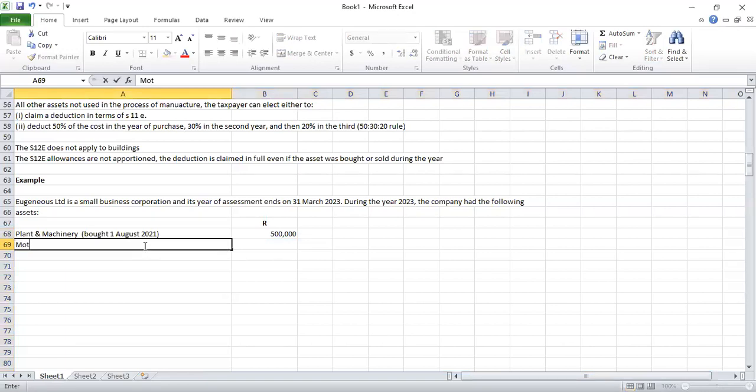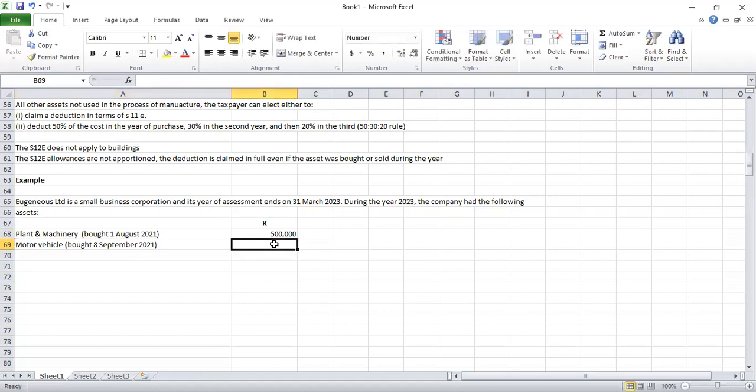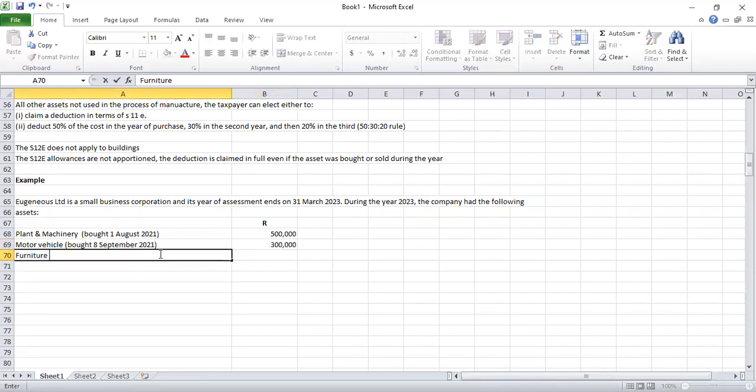Then we had the motor vehicle, bought on 8 September 2021. Furniture, acquired 15 July 2020.